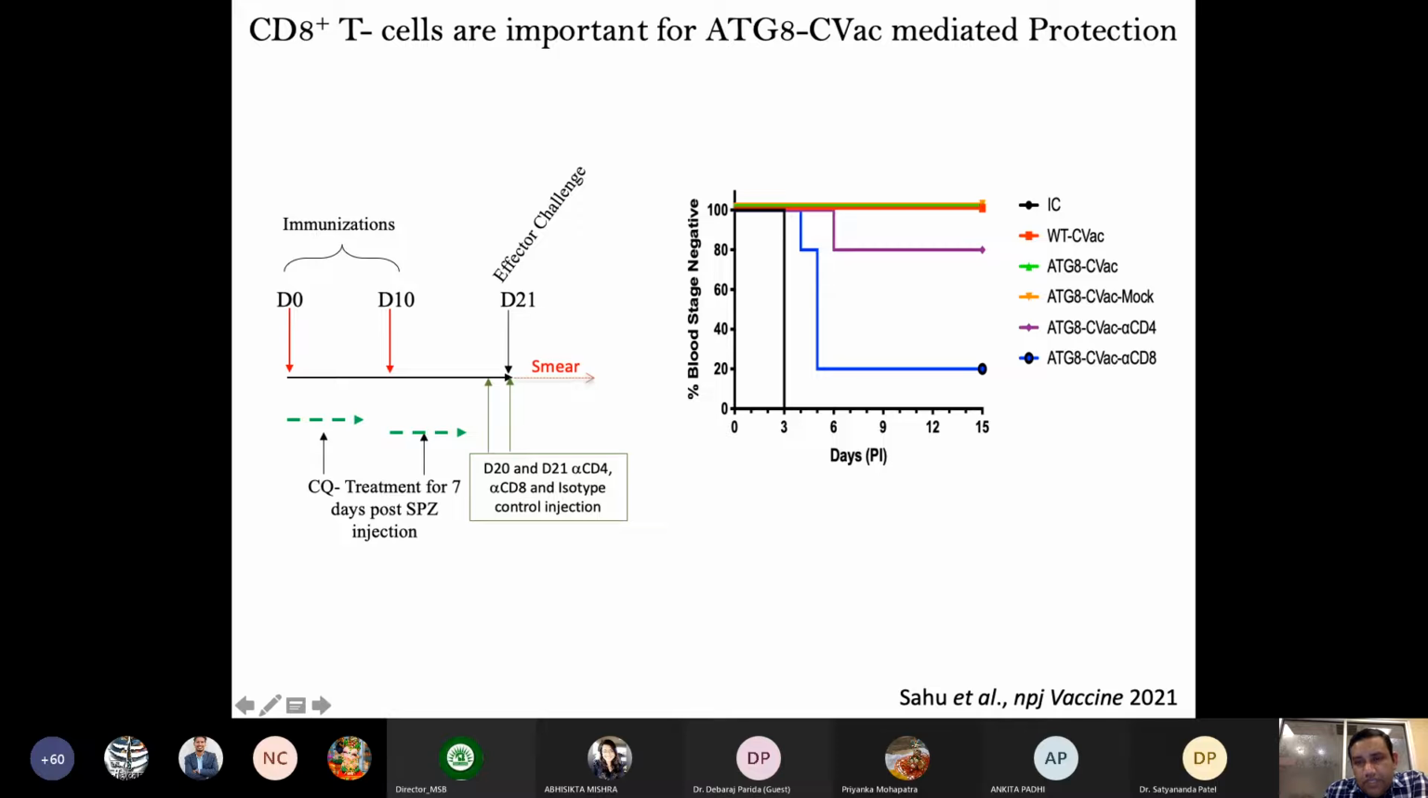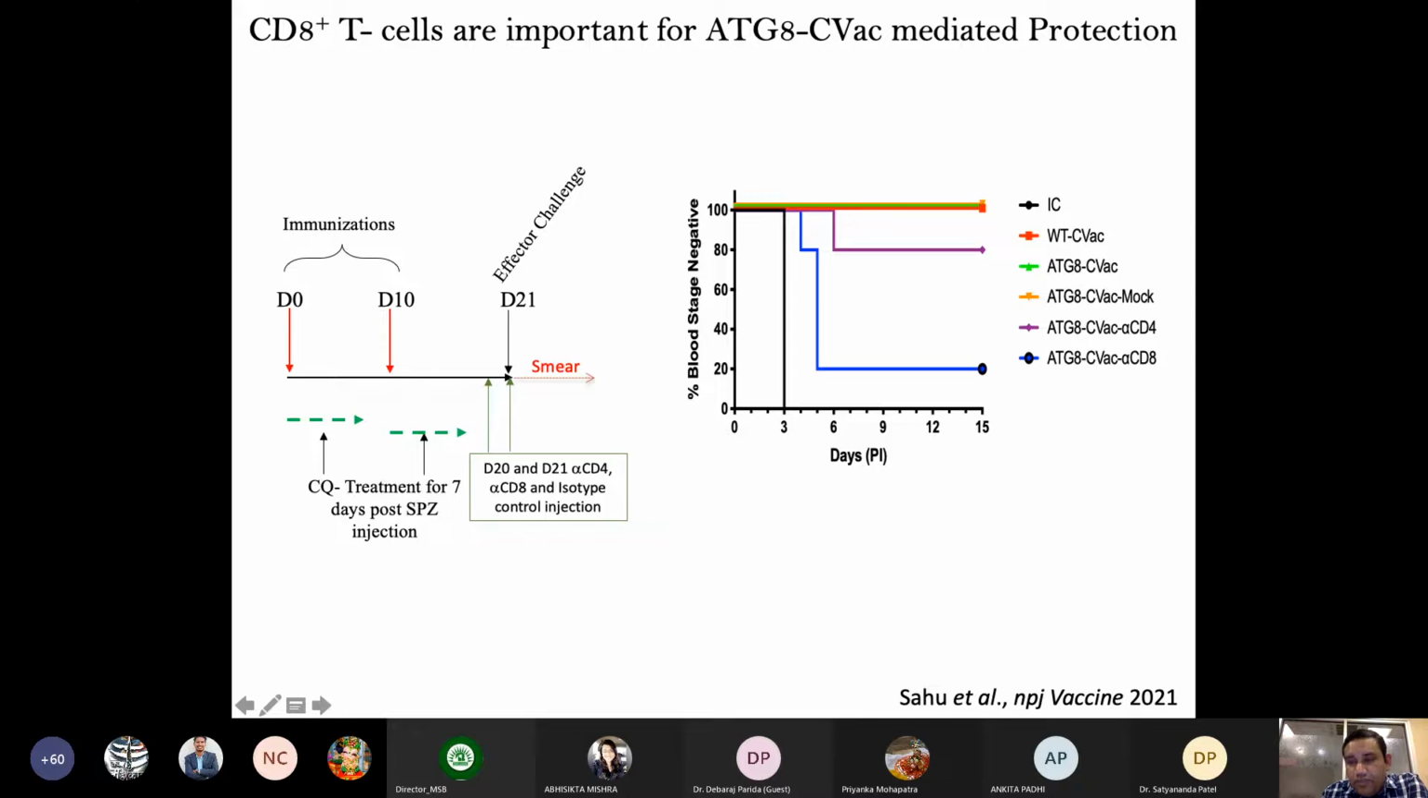So this is a very complex graph. You can see that the infection controls, all of them came positive. And this is the wild type CVEC, ATG8 CVEC. These are basically immunized and challenged normally. They all are protected, as I showed earlier. And then there are these two groups, in orange and in purple, where we mock depleted. We used a control antibody that will not deplete any CD4 or CD8 T cells.